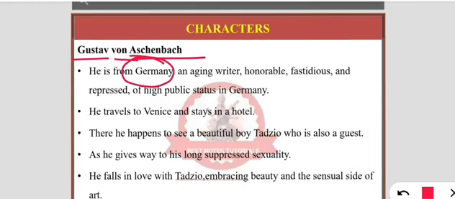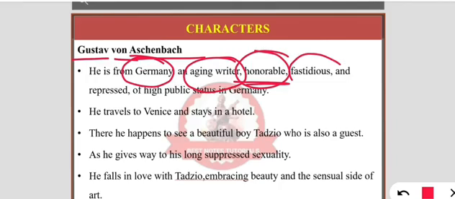He is a German writer and he has become a little bit old. He has reached adulthood, but he is a very honorable writer. Through his writing, he had been able to attract his audience, and he has published many books in his life. Not only that, he has been awarded several prestigious titles as well.